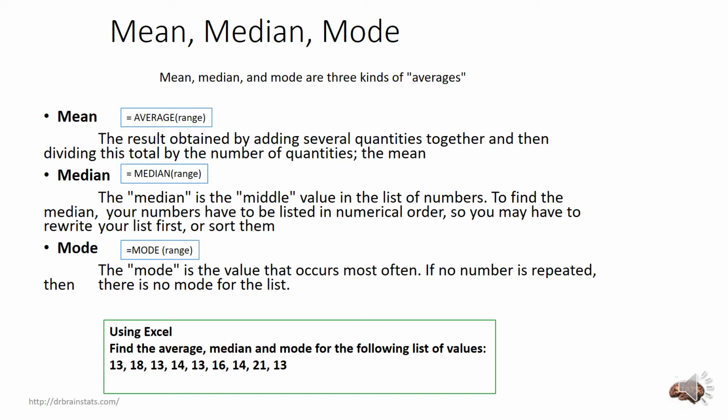These are three kinds of averages. The mean is the most commonly used statistic. This result is obtained by adding several quantities together and then dividing this total by the number of quantities. The mean, or as people most commonly call this, the average. As well as the mean, we'll be looking at median and mode. So rather than just describe these further, we're going to dive straight into Excel to find the average, median, and mode for the following.